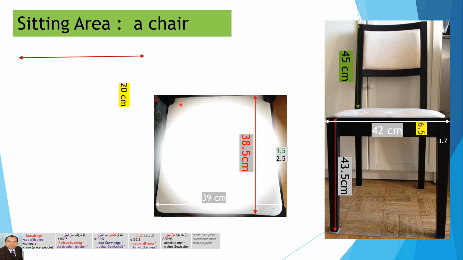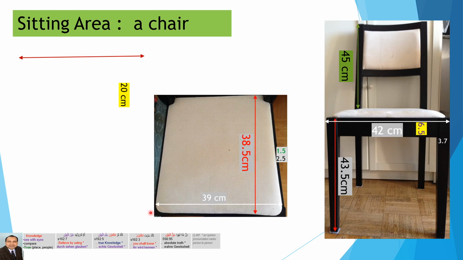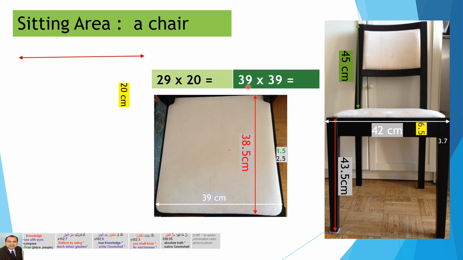So now how to calculate area? Sitting area from this point till here is 39 centimeter. Back edge till front is 38.5 centimeter. You can also approximate 39 centimeter, then it could be a square. 39 multiplied by 39, you can also say 40 times 40, and then you can write here 1600 square centimeter.